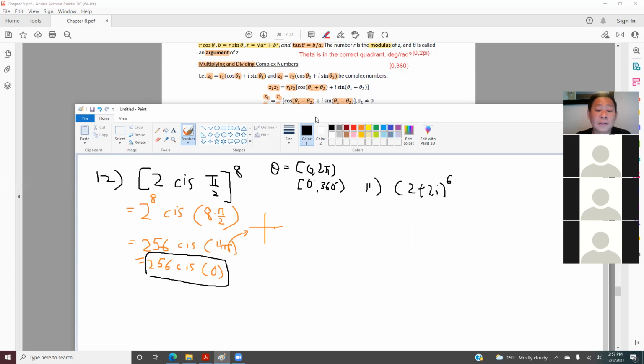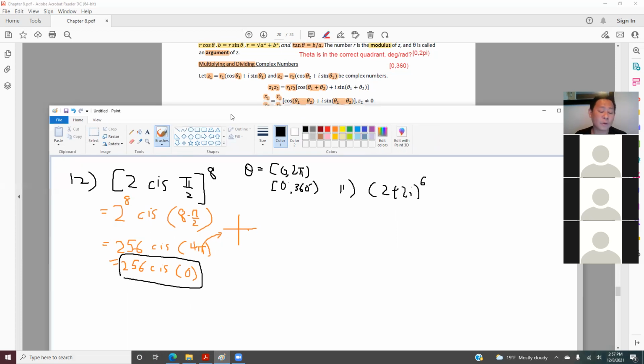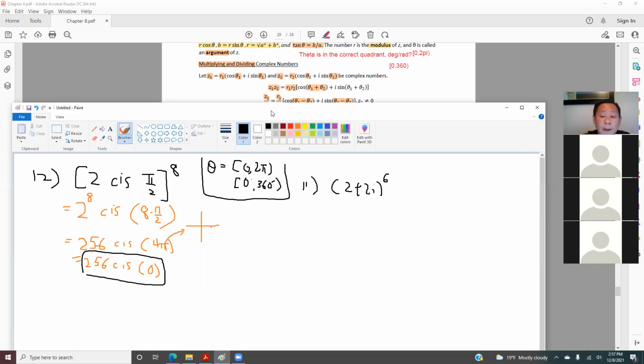So it's 256 cosine 0 plus i sine 0, with a pi. Okay. So just watch out, the rule says that your theta has to be between 0 and 360 or 2 pi.